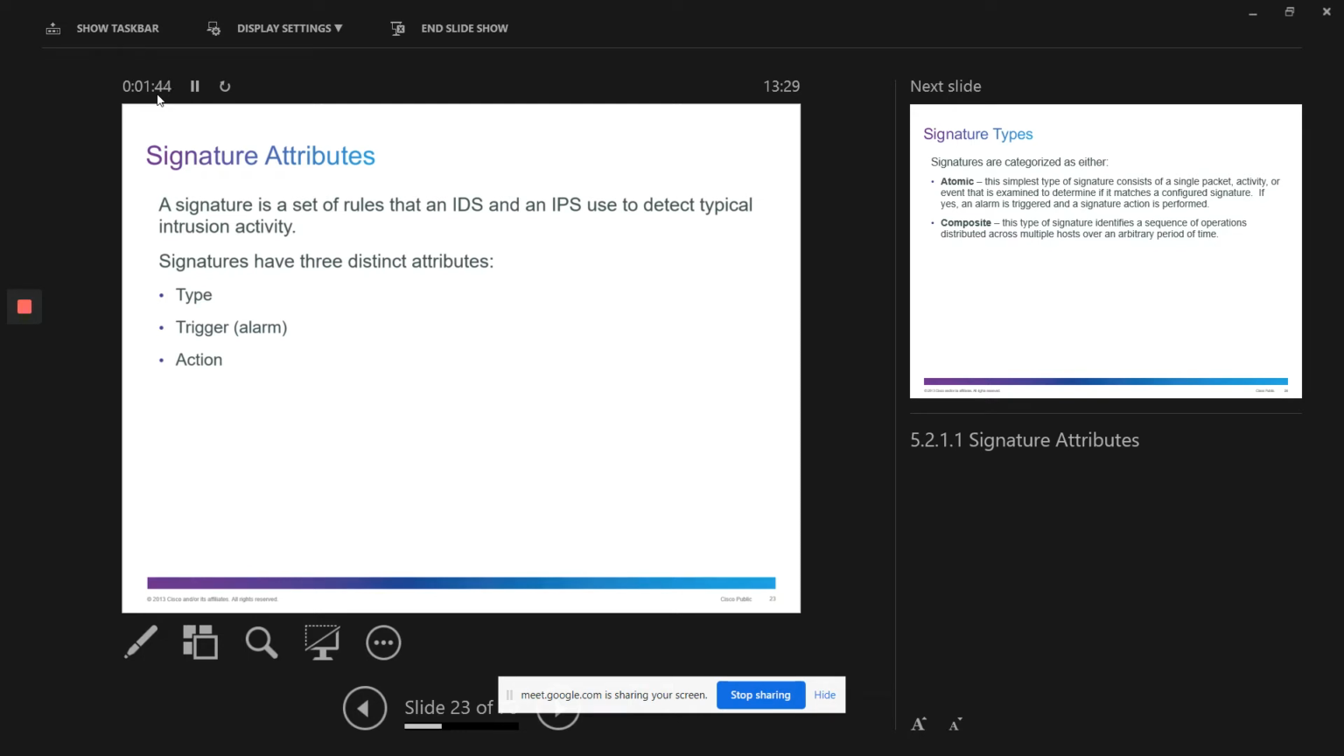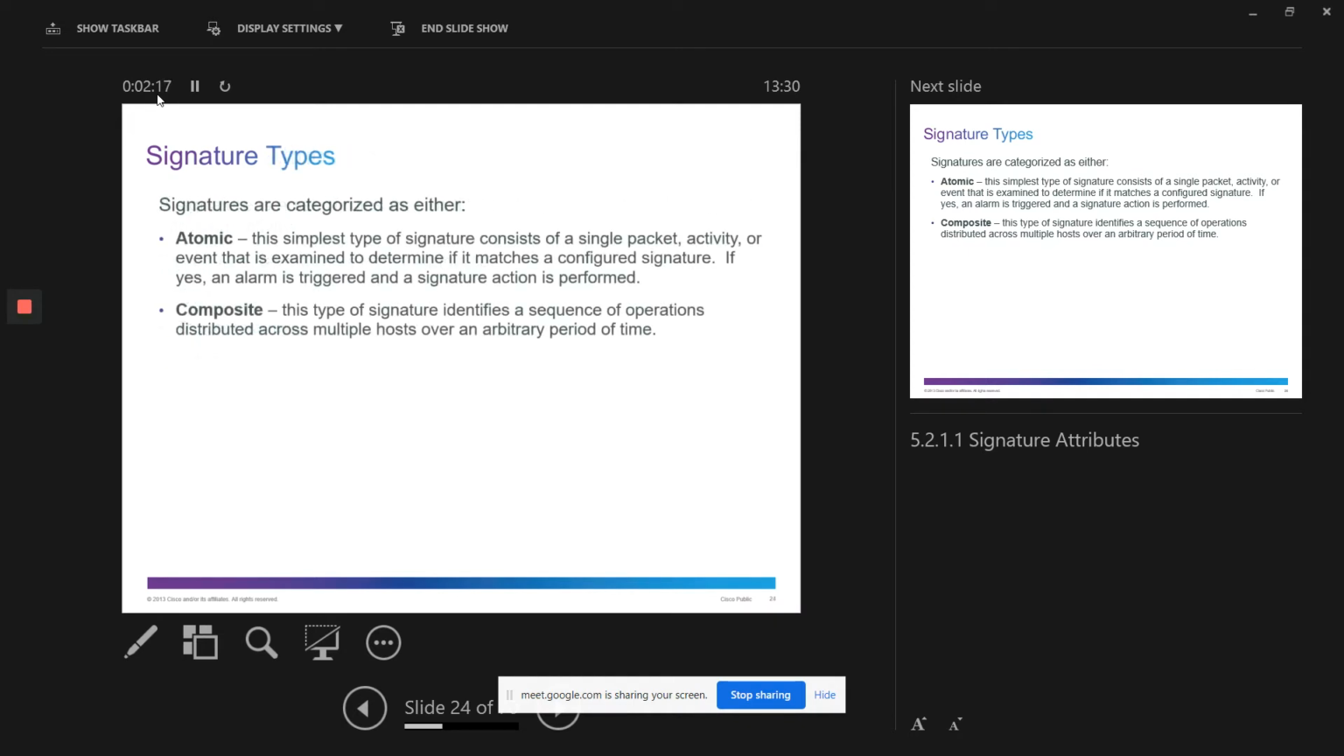When it comes to signatures, they are simply the information which gets downloaded about the particular attacks which are happening over the world. And there is a set of rules that IDS and IPS systems use to detect these intrusion activities. So in a signature, there are three attributes. One is called type, and then we go to triggers, and then we go to actions. Okay, now we're gonna look at these one by one.